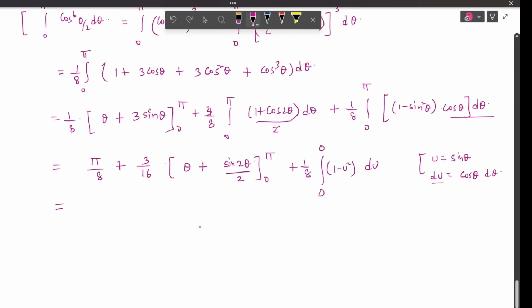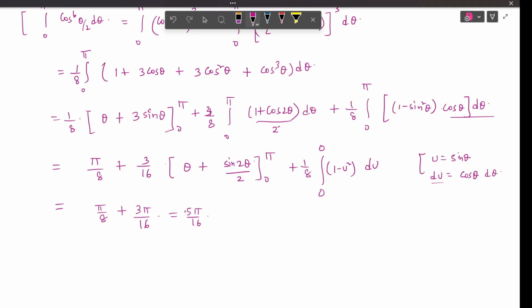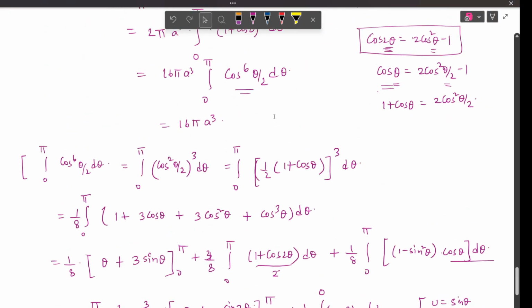And so we can say that this would be pi by 8 plus, we put pi. If we put pi here, sin n pi will be 0 and sin 0 will be 0. And if we put pi here, this would be 3 pi by 16. So if you take the LCM, it will be 2 pi plus 3 pi, that is 5 pi by 16. So this is our 5 pi by 16.